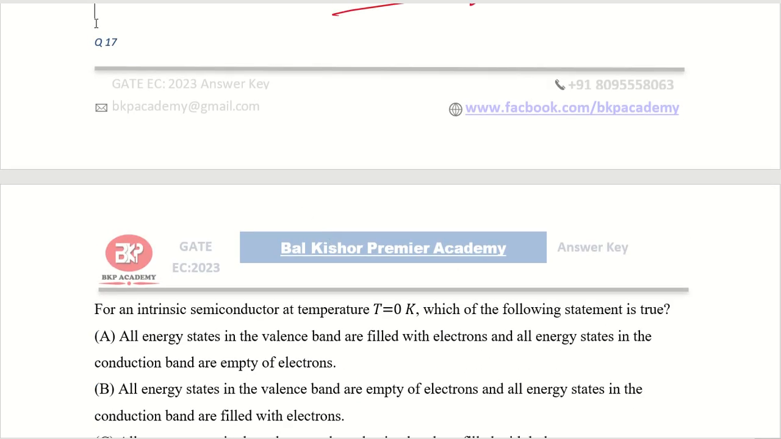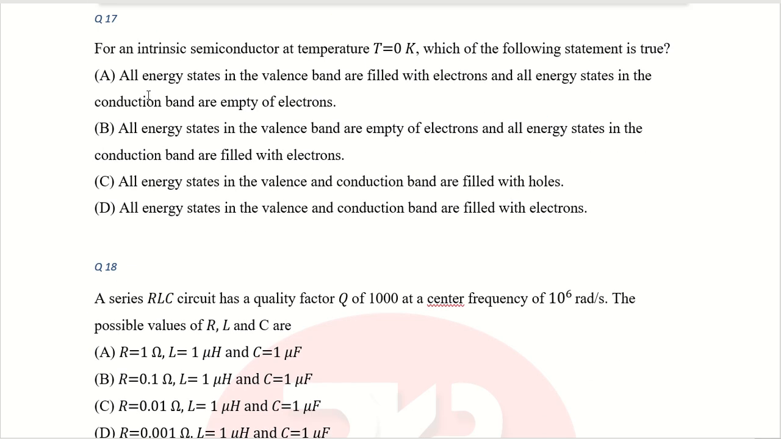Question number 17 is for an intrinsic semiconductor at temperature T equal to 0 Kelvin. See, intrinsic semiconductors at 0 Kelvin become insulators. If it is an insulator, what will happen? There will not be any electrons in the conduction band. So what would be the option? The option that has no electrons in the conduction band and all the electrons in the valence band. So 17 is option A. The conduction band is empty of electrons.